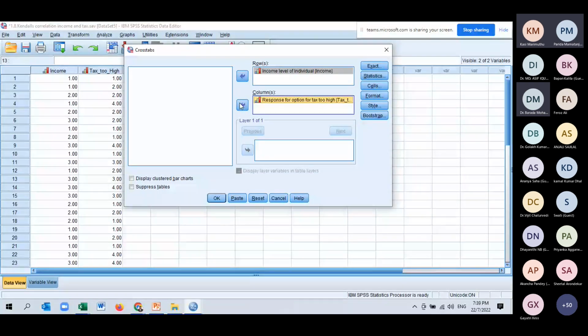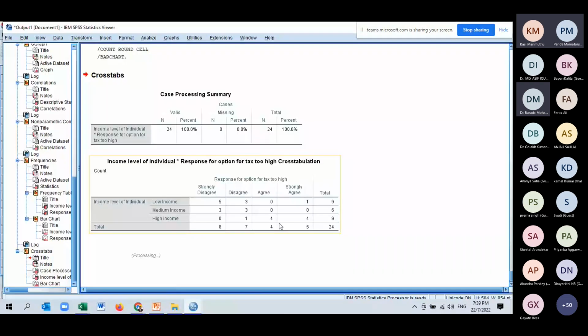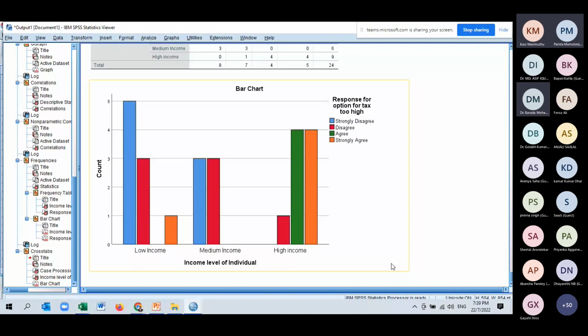Then sir, any options? Options: display clustered bar chart. That's it. Click OK. You will have a simple bar chart. Yes or no? So these are low income, their tax burden frequency. These are low income, these are medium income, these are high income.